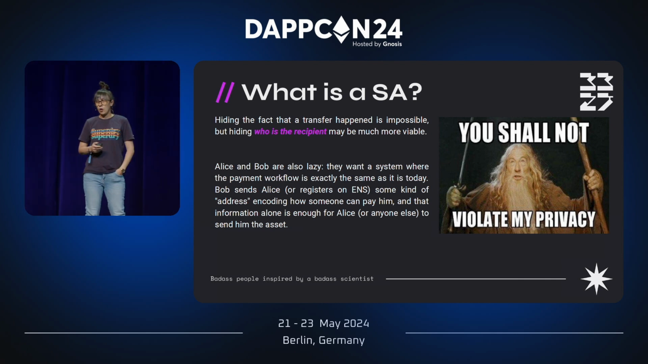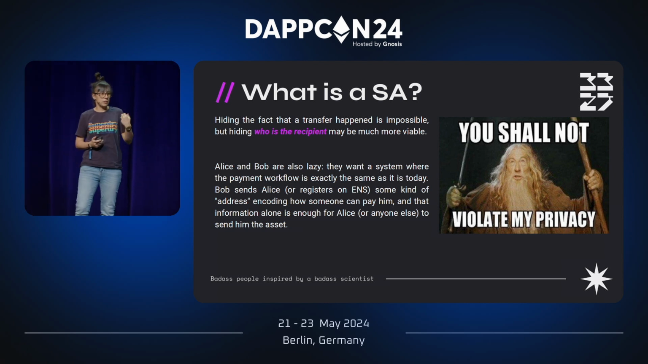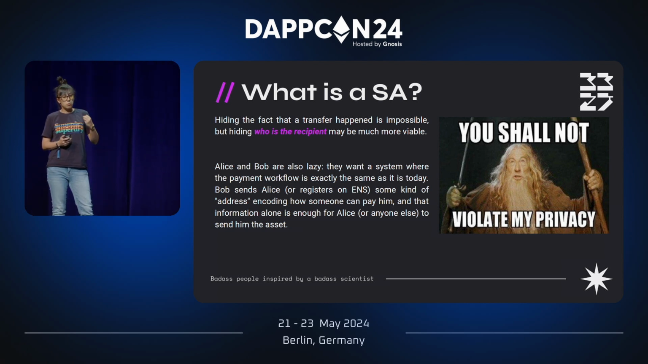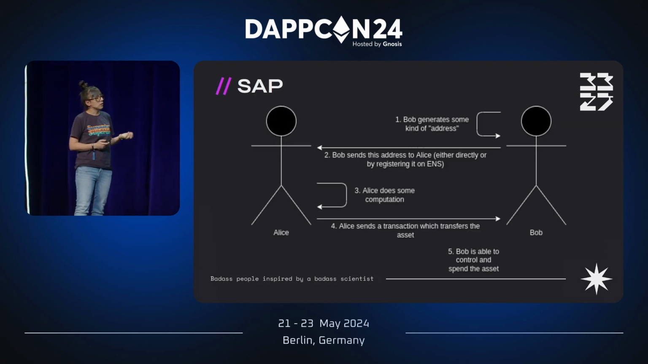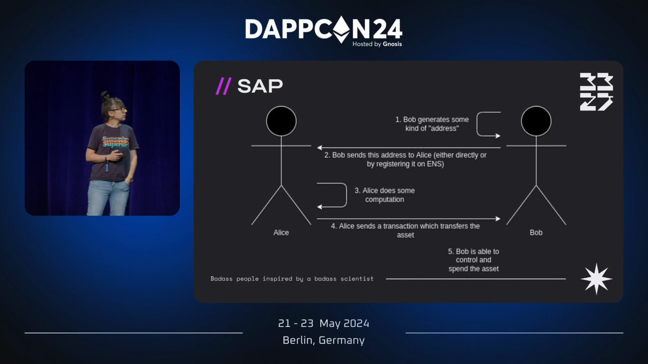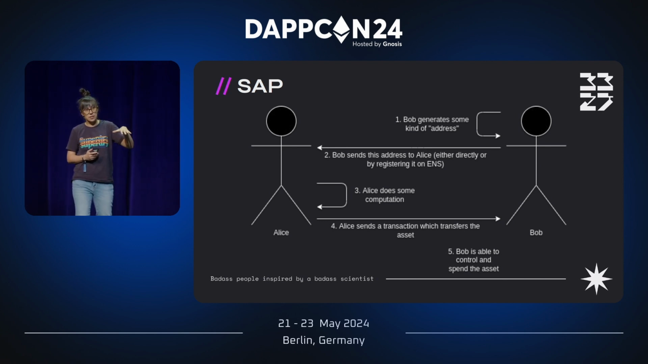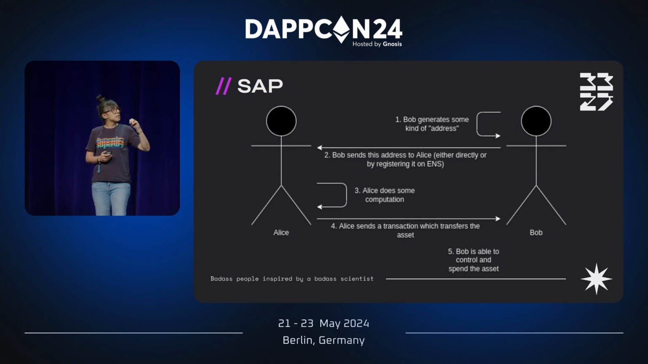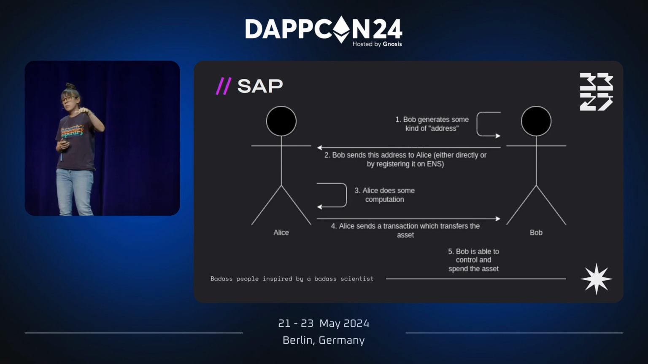And what are stealth addresses? We want to have the protocol like we have today, but we want to hide the recipient address. So, for example, we have two people, Alice and Bob. Bob will be a receiver, and Alice will be the sender. So, Bob first needs to generate some kind of stealth meta address, and he can send this stealth meta address directly to Alice, or he can add this stealth meta address in some registry.